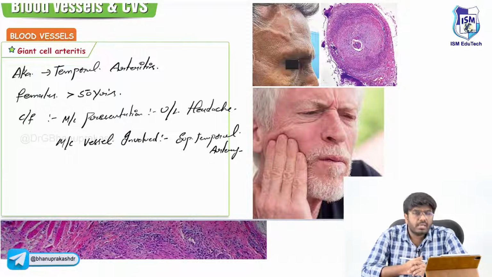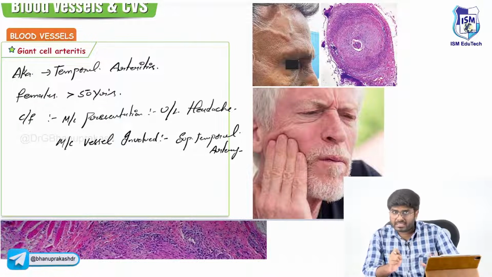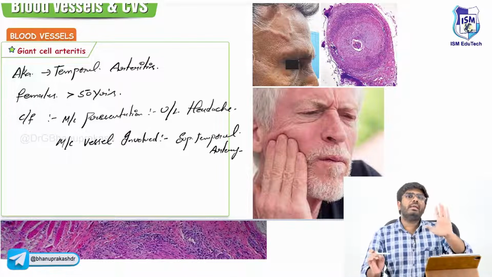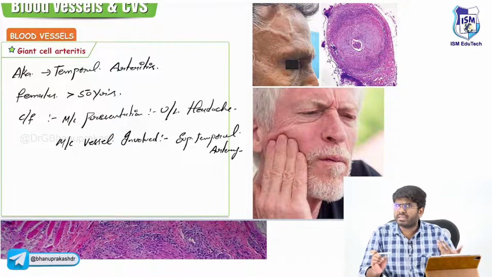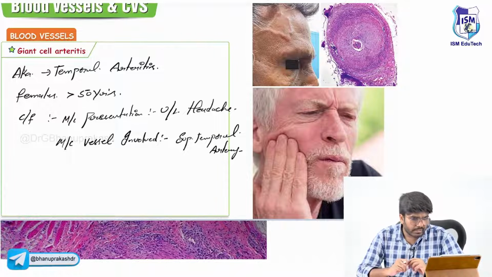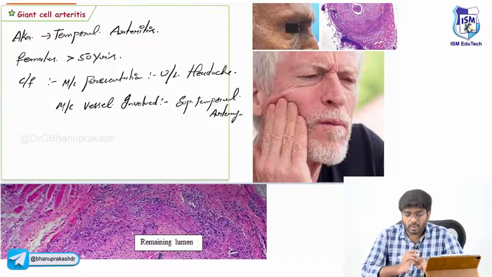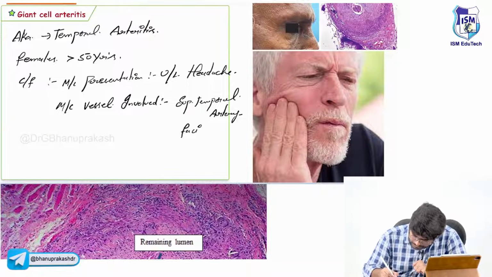Okay, temporal arteritis. See, most commonly it is seen in females. It doesn't mean it's going to occur only in females. Most commonly it is going to occur in females, but yeah, males also will get this. Next, the most common blood vessel that is involved is the superficial temporal artery. Then apart from superficial temporal artery, even facial artery can be involved, sir.